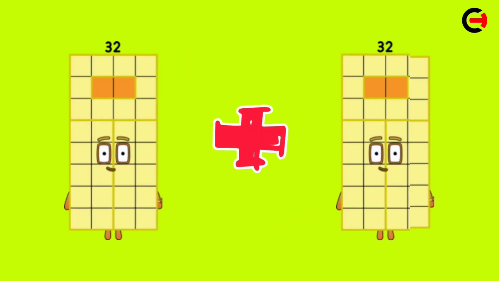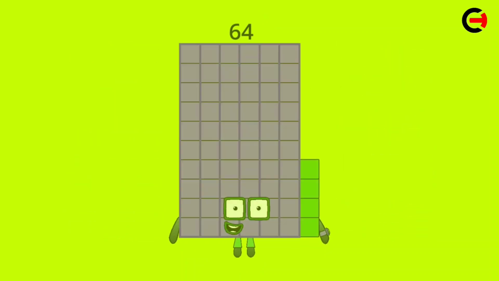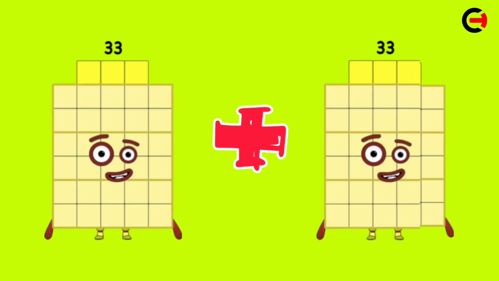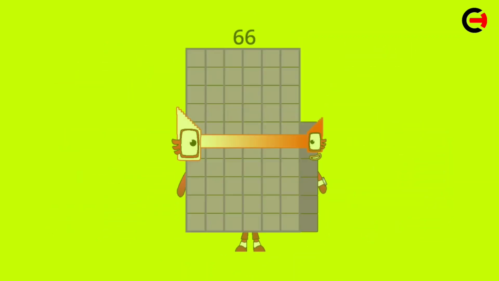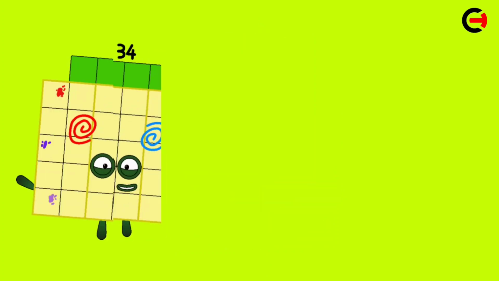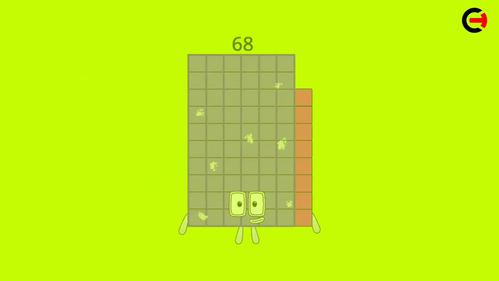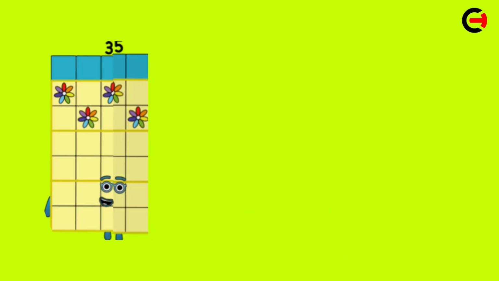32 plus 32 is equal to 64. 33 plus 33 is equal to 66. 34 plus 34 is equal to 68.